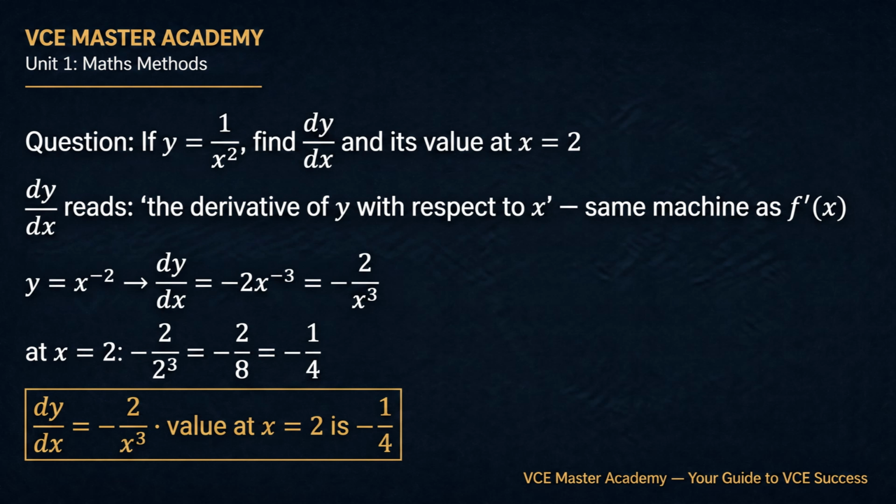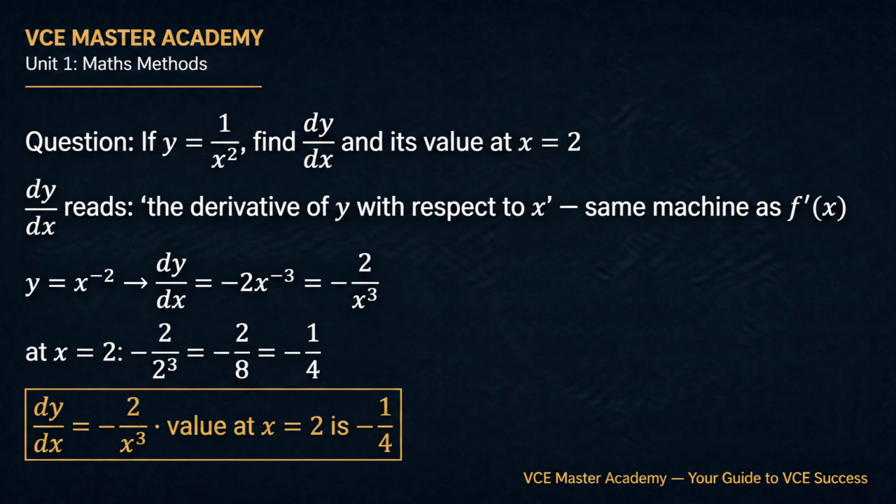Rewrite. 1 over x squared is x to the negative 2. Negative 2 down the front, power drops to negative 3. dy dx equals negative 2 over x cubed. Now the value. Substitute x equals 2. 2 cubed is 8. Negative 2 over 8, and always simplify your fractions, is negative 1/4. Box both. A formula, then a number. And notice how small that gradient is, 1/4 of a unit downhill.